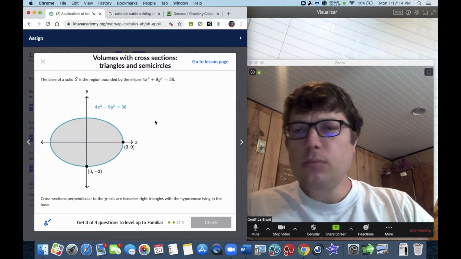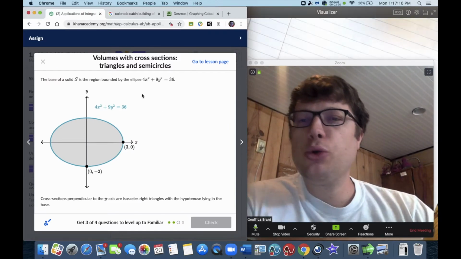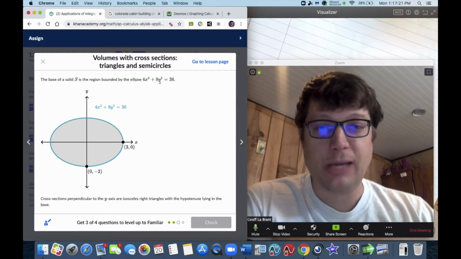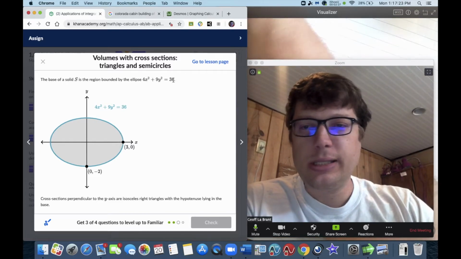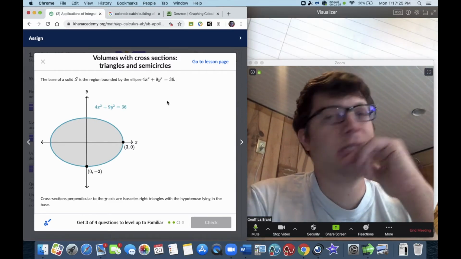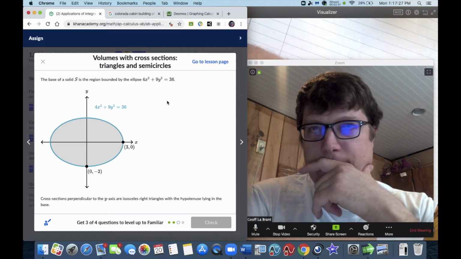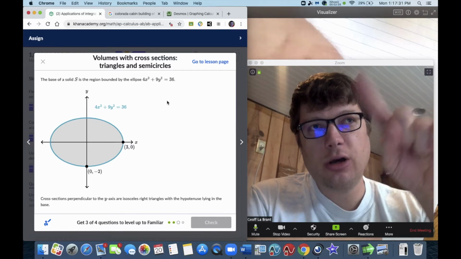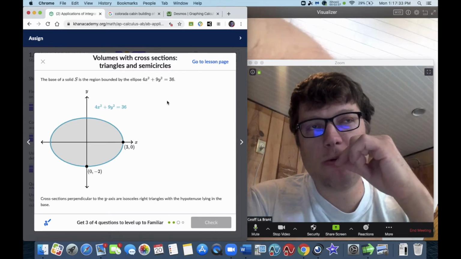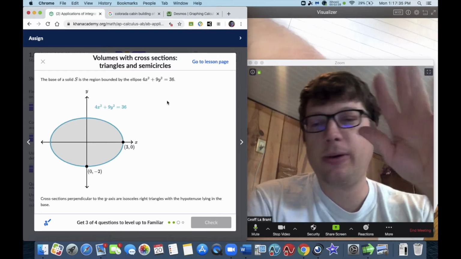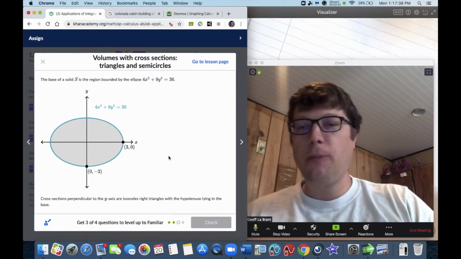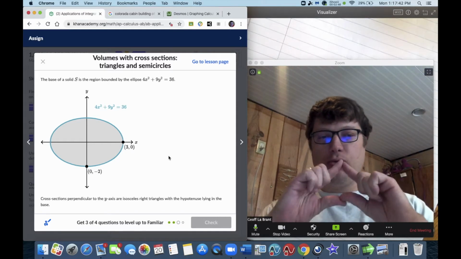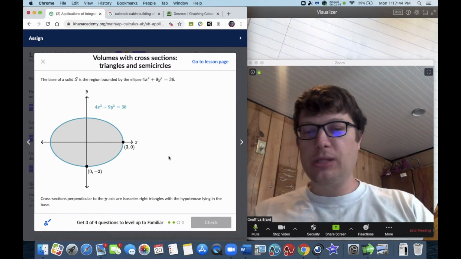Okay. The base of a solid S in the region bound by the ellipse is 4x squared plus 9y squared equals 36. You know, if 4 and 9 were the same, you'd have a circle with radius 6. I forget, what does the 6 represent in an ellipse? From focus to focus, the distance between them, anyway. Cross sections perpendicular to the y-axis are isosceles right triangles with a hypotenuse lying on the base.